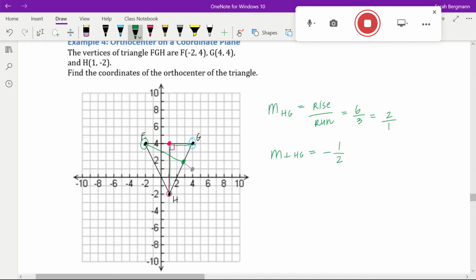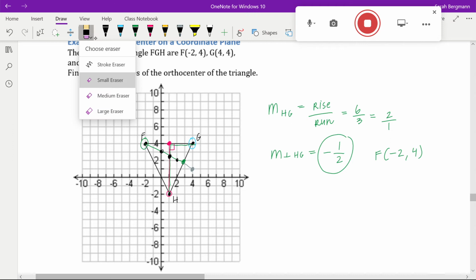Now let's see, do we know exactly where these two intersected? It's possible that you might know where they intersected. If you need to solve this algebraically, what we need to do is find the equation of this green line. I know the slope is -1/2 and it goes through point F, which is the point -2, 4. I can use point slope form to write an equation of the line.